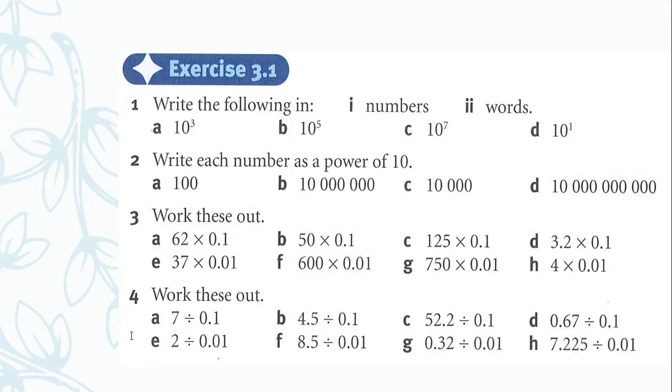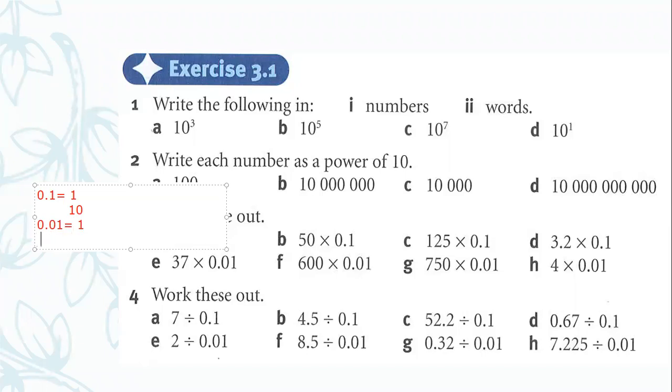Okay, the division question is also easy. As I told you before, 0.1 is equal to 1 by 10, 0.01 is equal to 1 by 100, and 0.001 is equal to 1 by 1000.